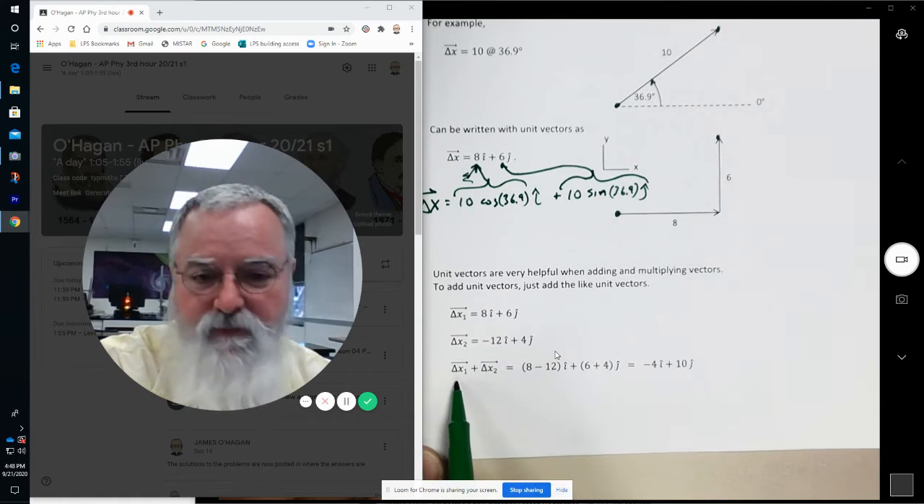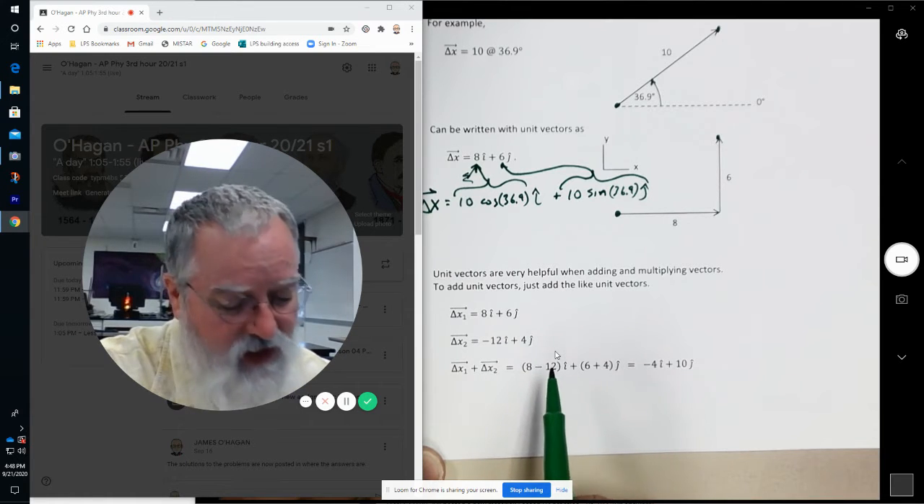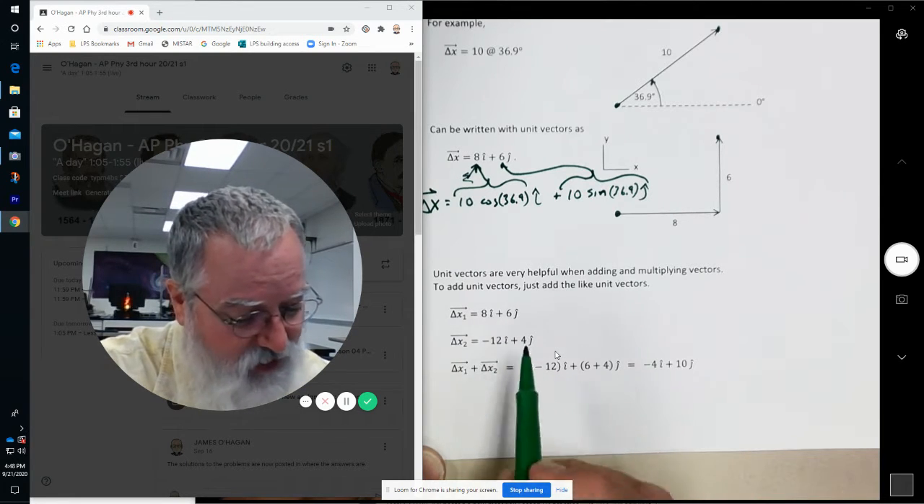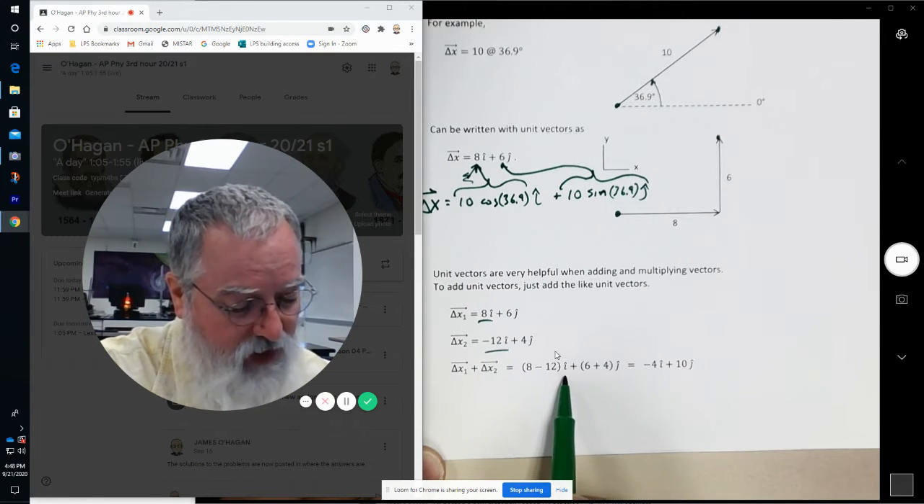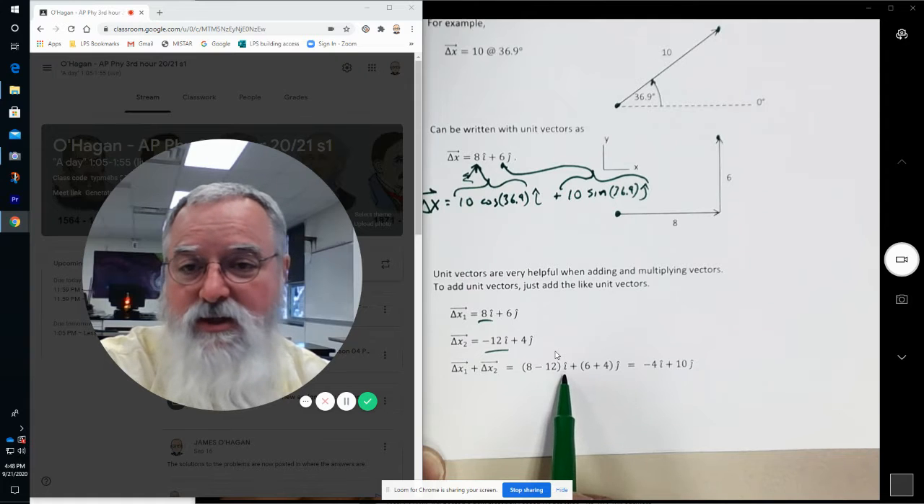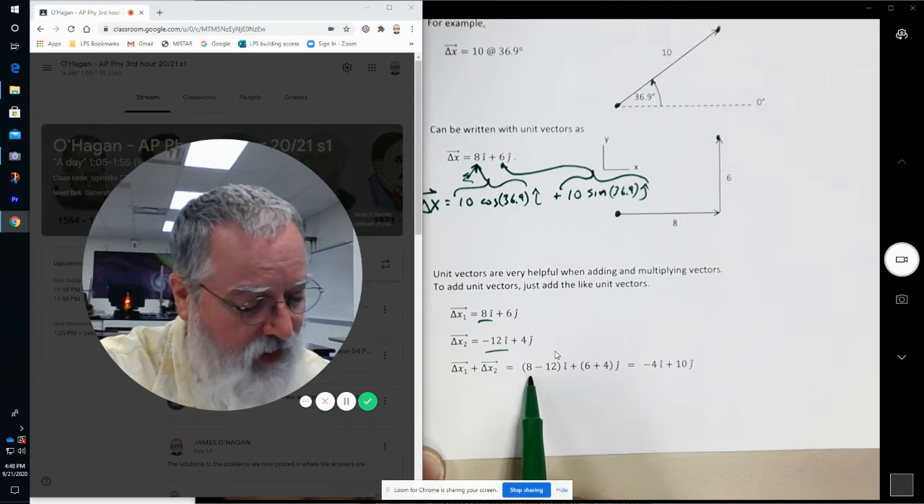So when I add those up, displacement 1 and displacement 2, here's what you do. You just take the parts that are in the x direction, right here and right here, and you add them up. 8 minus 12. And guess what? It's still in the x direction, so we're going to call that I. So what's that end up being?